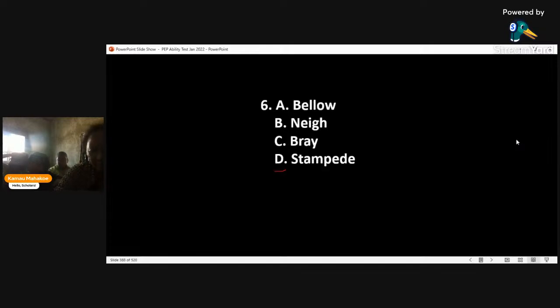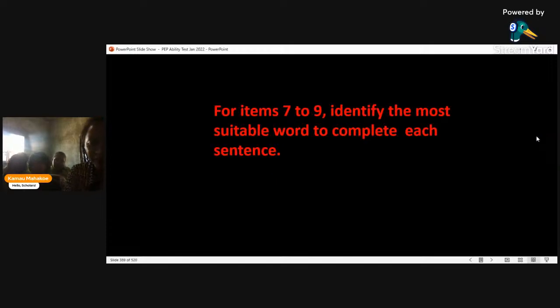Bellow, neigh, bray, stampede. I would say these. What does stampede mean and why is it different? It's like a group of horses that are running away from something in a chaotic way. Okay. And the others are what? It's like the sounds of animals. Okay, so a cow bellows, right? It's an ox. And a horse, horses neigh, donkeys bray, but stampede is a movement, not a sound. It's a great movement of many animals at once. It's a stampede.